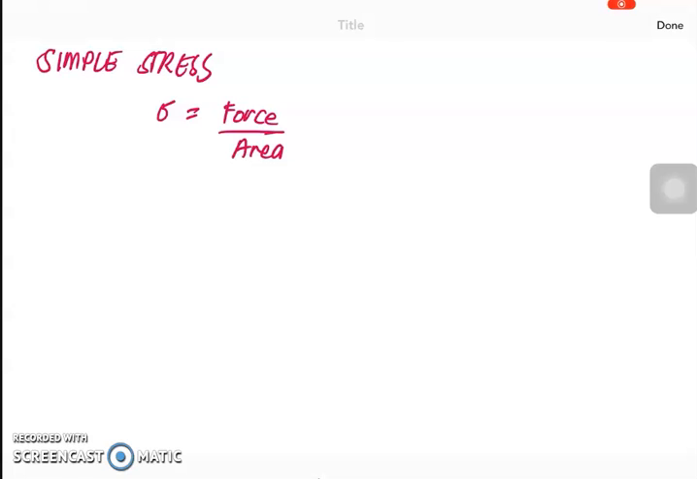So stress is needed to accurately describe and predict the elastic deformation of a body. Simple stress is actually classified into three. It can either be a normal stress, a shear stress, or a bearing stress. So let's talk about normal stress first.